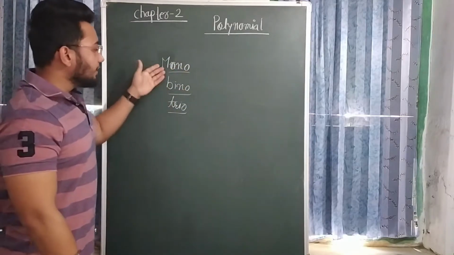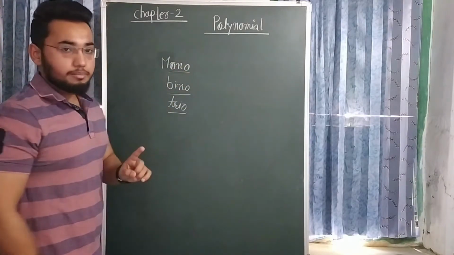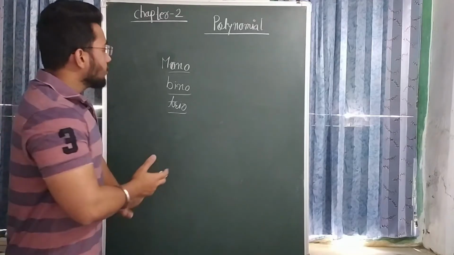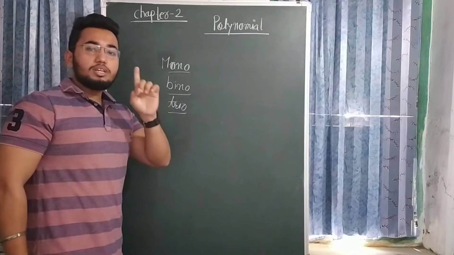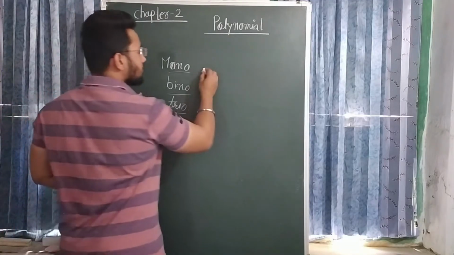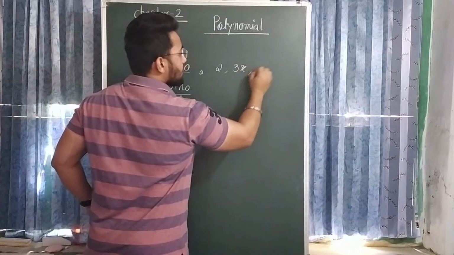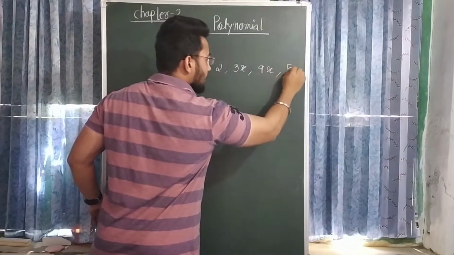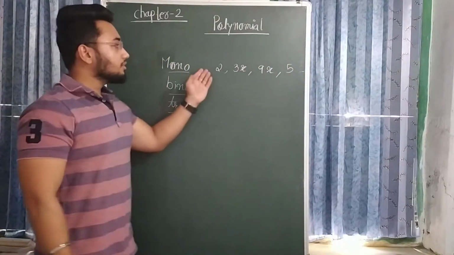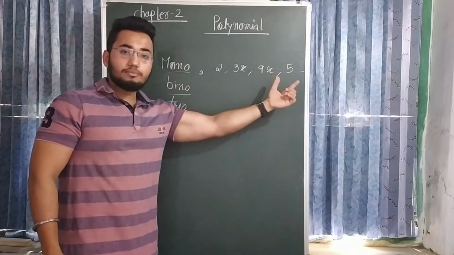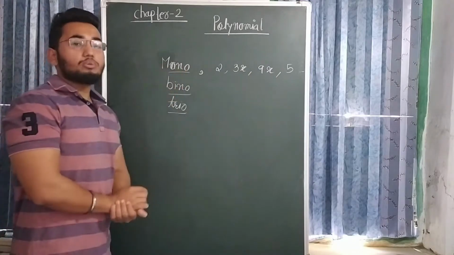So it is scientific language. Mono means 1, bi means 2, tri means 3, tetra means 4. Mono means it contains only one term. What can be one term? 2, 3x, 9x, 5. These all are one term. It is only one term, that's why we say this is a monomial.